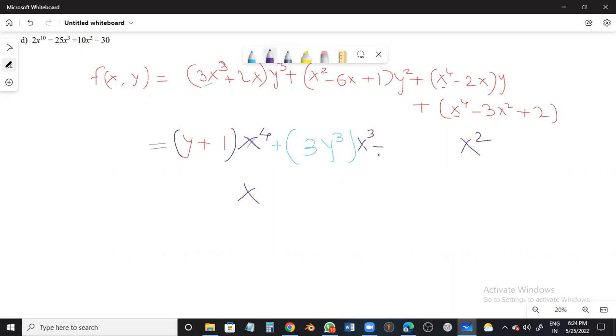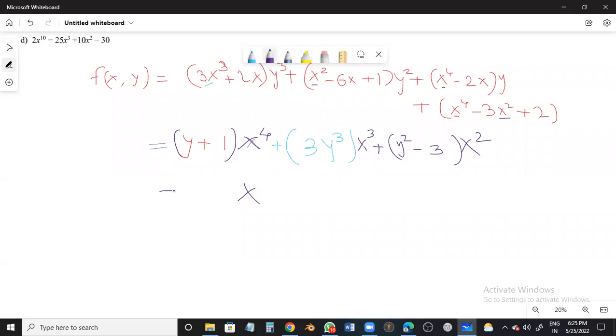What next? That of x square. Terms in x square. Where are the x square terms? I find them here and here. So what is the coefficient of x square? It will be y square. And this will be minus 3.